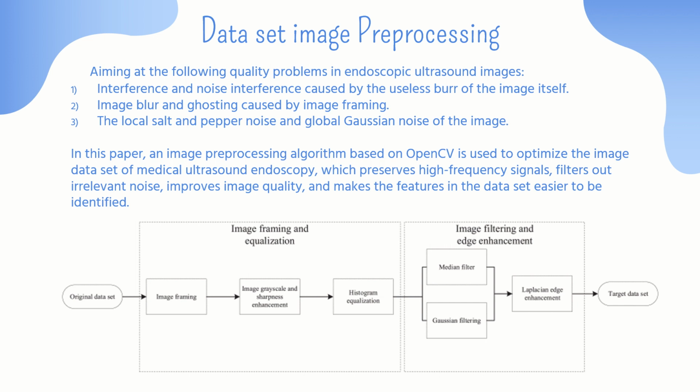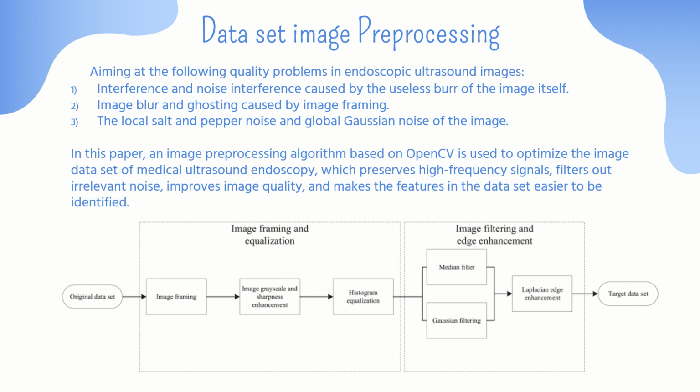A few quality problems are there in endoscopic ultrasound images, that is, interference and noise interference caused by useless blur of the image itself. Blur means the unwanted parts which arise because of the modification in the images. Then image blur and ghosting caused by image framing. Image blur means there is no proper clarity in the image, and ghosting means very big dots are formed on the image because of the reflection of light to the lens.